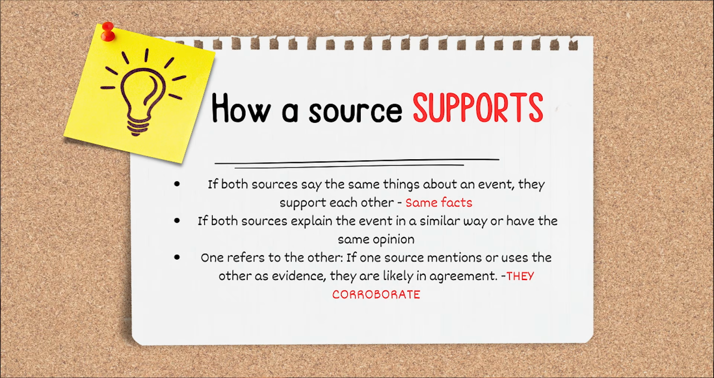If both sources explain the event in a similar way or have the same opinion, they agree. If they both agree on one thing, then that means they are supporting one another. Thirdly, one refers to the other. If one source mentions or uses other sources as evidence, then that means they are likely to be in agreement. So that simply means they are corroborating, in the history English, my friend. Yeah, corroboration. We look for corroboration of the source. If this source and that source are corroborating, they are talking the same language. They are chewing the same gum there.